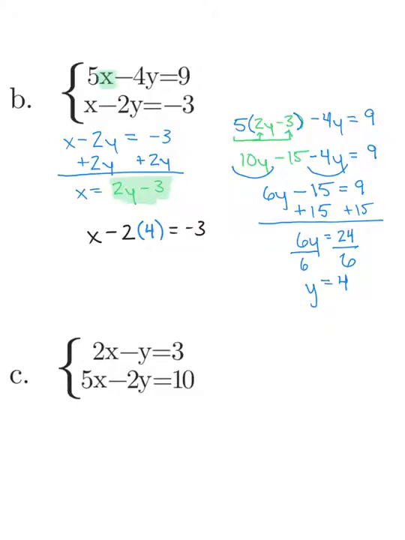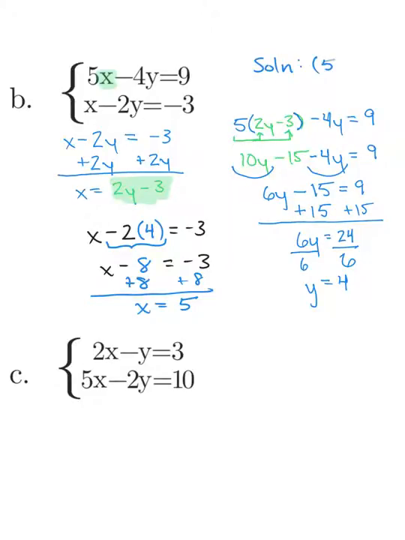We can multiply the negative 2 times 4, giving us x minus 8 equals negative 3. And finally, I can add 8 to both sides, giving me x equals 5. So my solution is (5, 4).